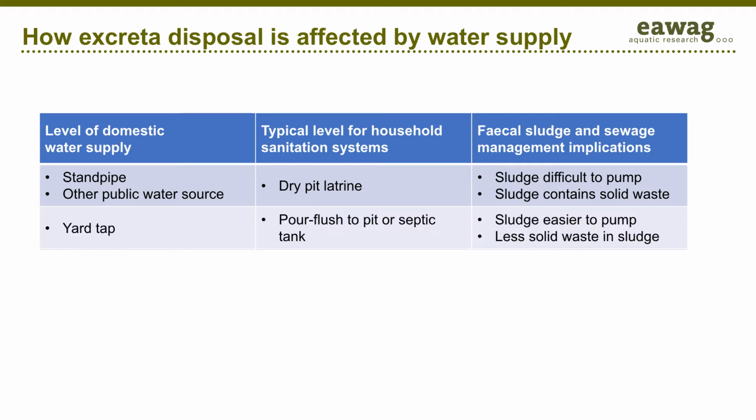Where there is a yard tap, users often prefer a poor flush toilet with a water seal. This not only makes the sludge more fluid and easy to pump, but the water seal also helps to exclude solid waste from the pit.